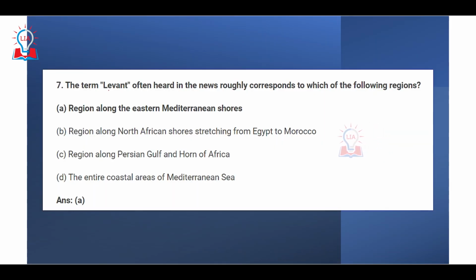The seventh question, again from World Geography, is now Levant. This term had been used for quite a few years because obviously the IS of ISIS rose somewhere in 2013 and 14. So ISIS later on had its name changed and was called ISIL, where the L refers to the Levant. So Levant is a region which is situated along the eastern Mediterranean shore.